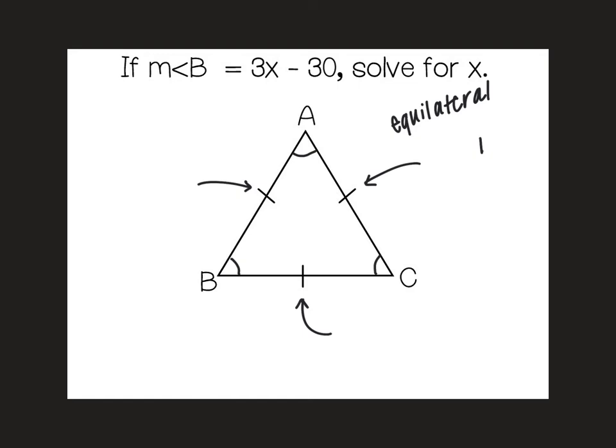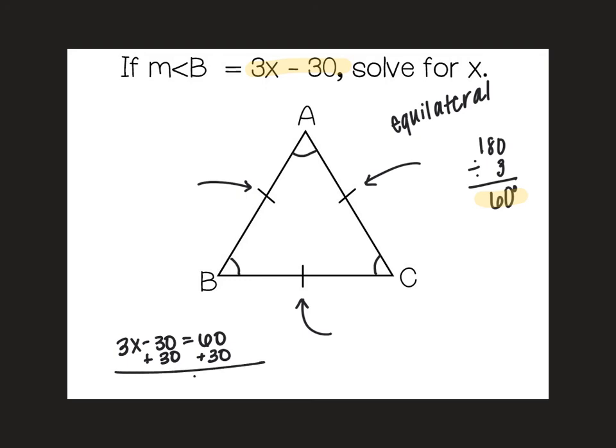We know a triangle has 180 degrees total, and if I split that evenly three ways, each angle is 60 degrees. So I know that the measure of angle B equals 60 degrees, so that's how I set up my equation. 3x minus 30 equals 60. I add 30 to both sides. 3x equals 90. I divide both sides by 3. X equals 30.